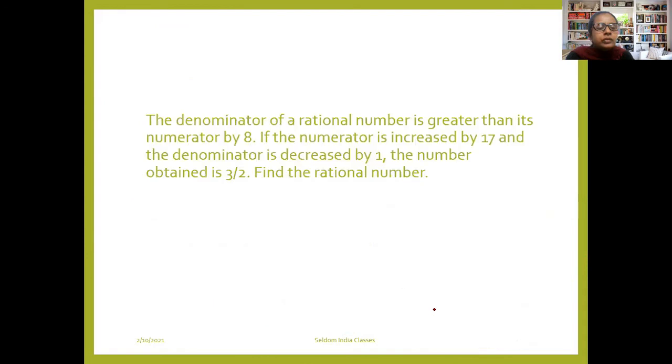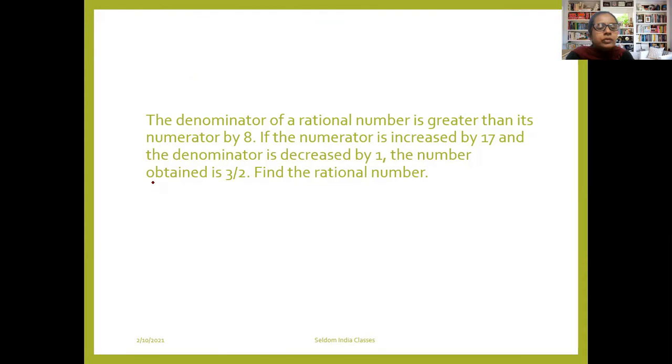Okay. The next question is: the denominator of a rational number is greater than its numerator by 8. If the numerator is increased by 17 and the denominator is decreased by 1, the number obtained is 3 by 2. Find the rational number.